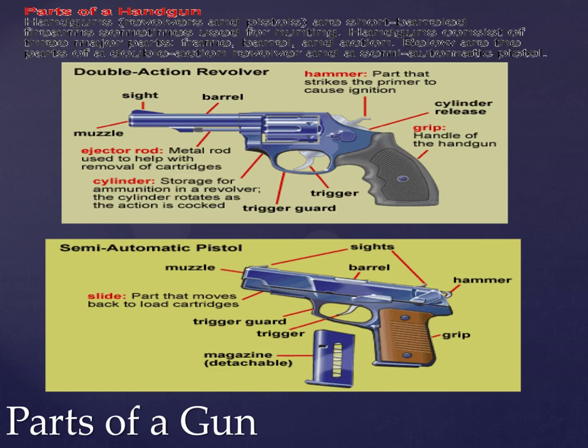Okay, so this image compares and shows some of the major parts of a handgun, but it's comparing a revolver, like we watched in the video, to a semi-automatic pistol. So one has that revolving chamber that contains the bullets right here. The other has that clip or magazine that's detachable and has the bullets stacked one on top of each other that the internal mechanisms of the gun will pull out and send forth when you pull the trigger.